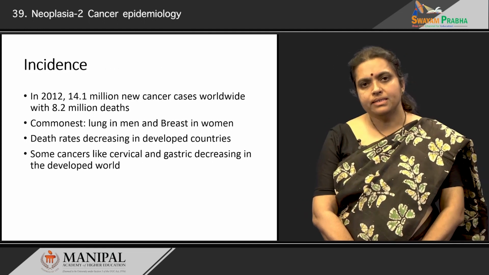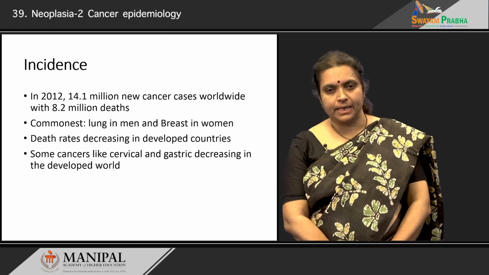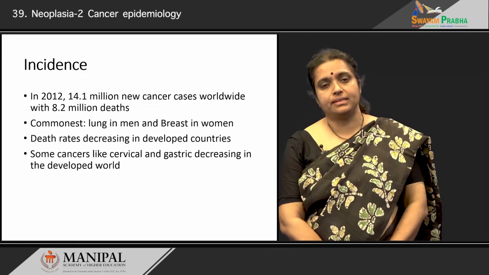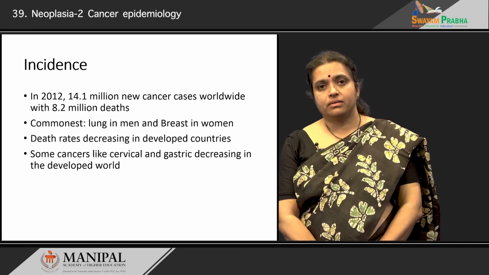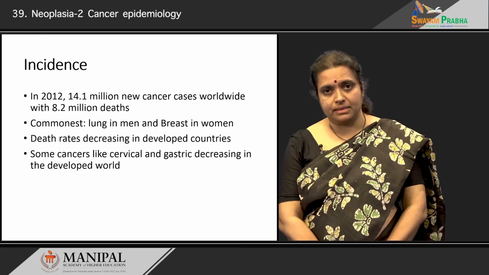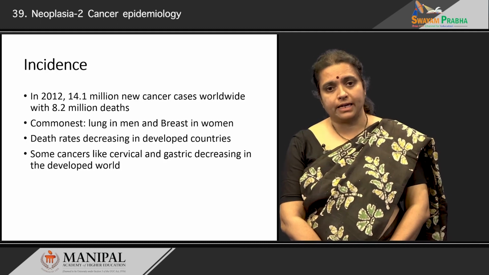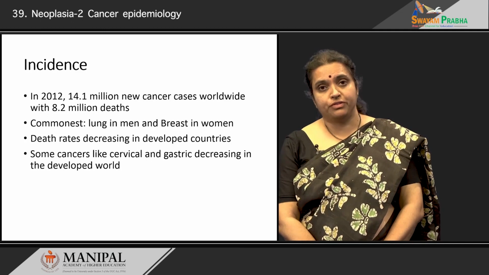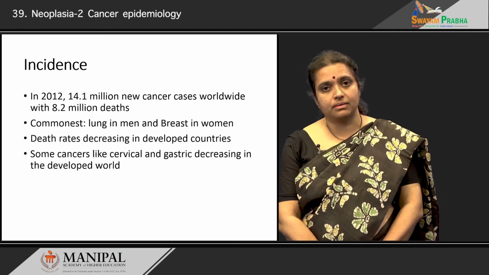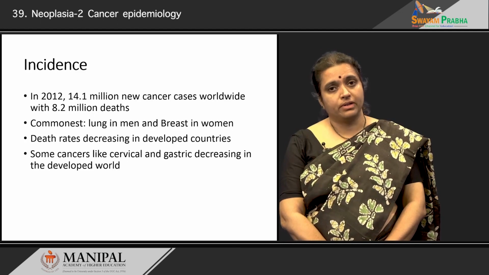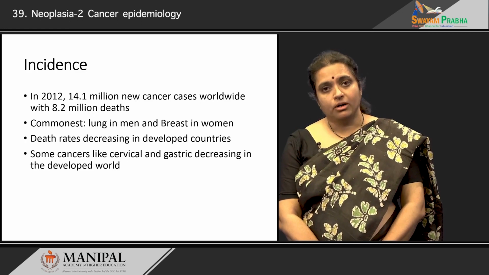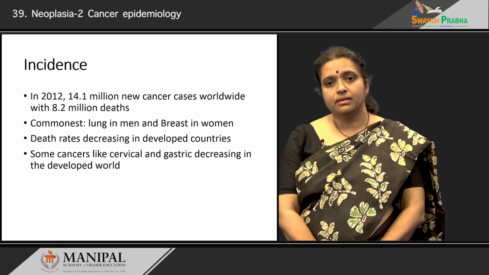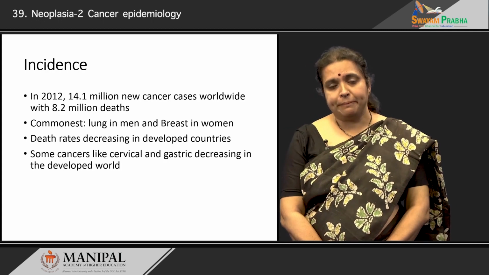Now, we will look at the incidence of cancer worldwide. In 2012, there were 14.1 million new cancer cases worldwide, with nearly 8.2 million deaths. Now, this is the WHO data on cancer. Now, you can see that nearly 50% or more than 50% of people who develop cancer die due to the disease. So, it is a very high mortality. The commonest cancer among men is lung in the 2012 data, and breast cancer in women.